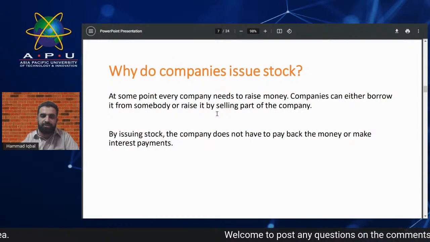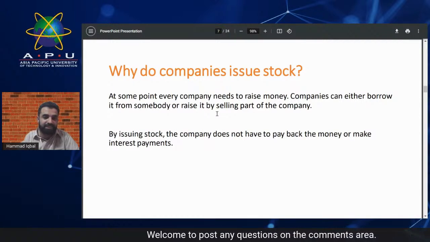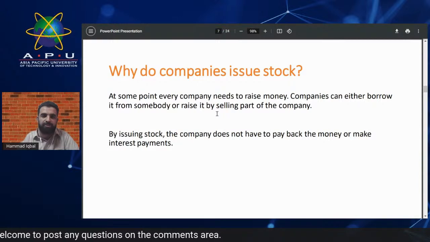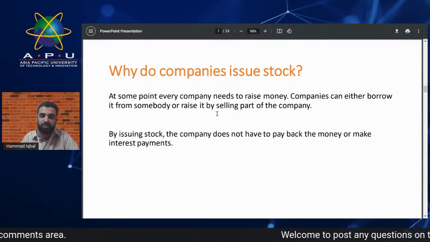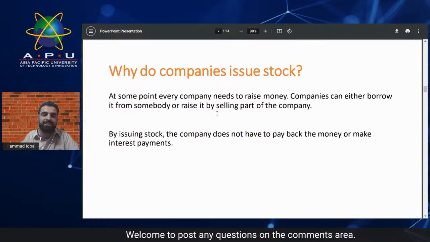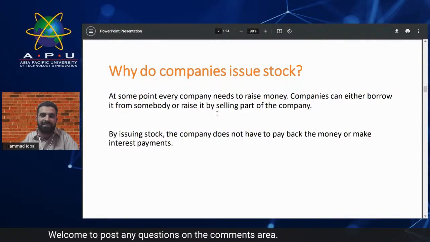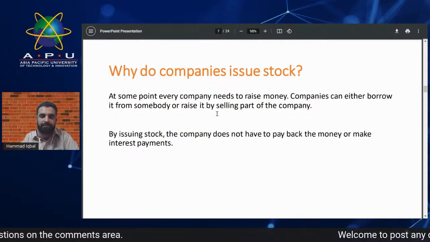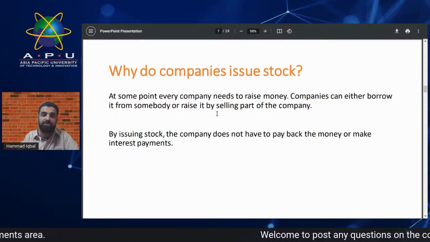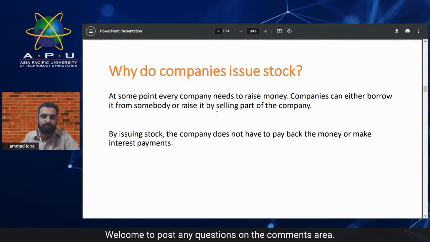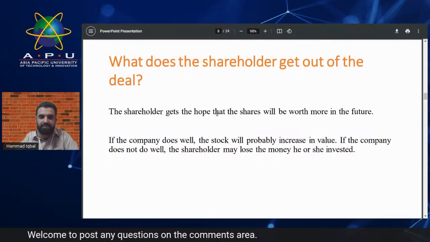Why does a company issue stock? I already explained some of that. Issuing stocks is distributing the ownership, and at some point every company needs to raise some money. As I told you, either they can go for borrowing or they can sell their own ownership and get money, for example from an initial public offering, which we might talk about in the next slide.